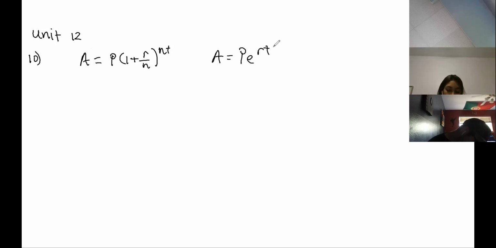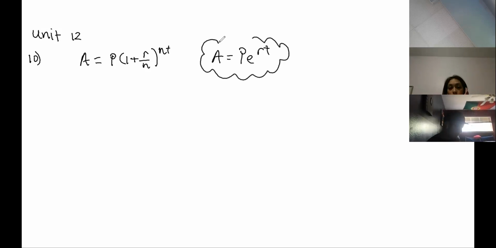Which one would we use, the first one or the second one, if it's compounded continuously? I don't remember. It's okay. Garen, do you remember? And it's okay if you don't. Which one of these formulas do we use if it says compounded continuously? The PERT. Now this, unfortunately, was the unit that we completely learned on distance learning because we weren't in the classroom at all for this unit. So compounded continuously is the PERT.